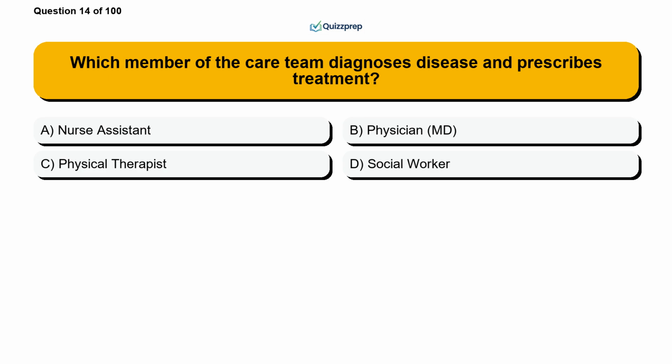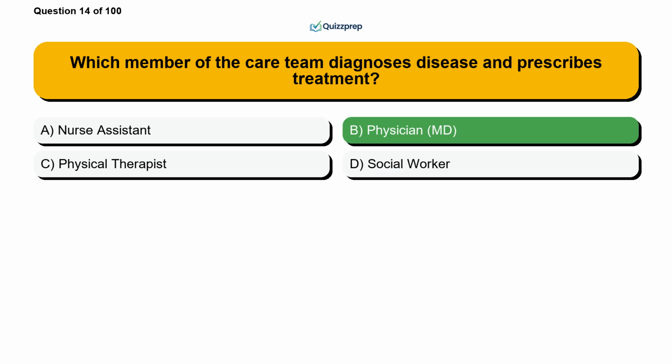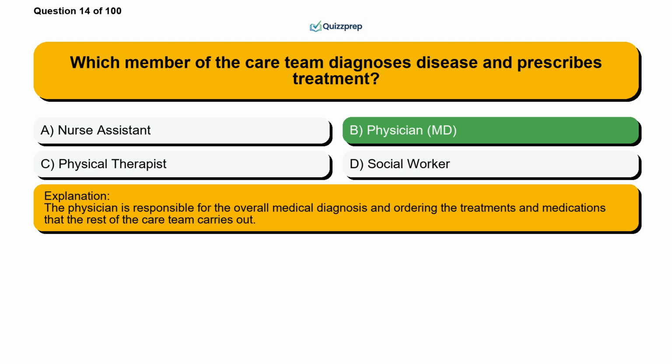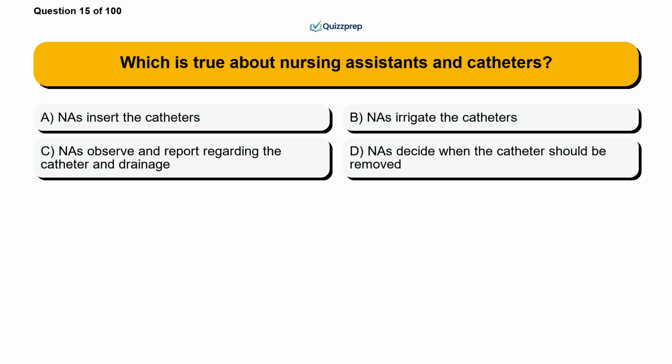Question 14. Which member of the care team diagnoses disease and prescribes treatment? Option A, nurse assistant, option B, physician, MD, option C, physical therapist, option D, social worker. The correct answer is option B, physician, MD. The physician is responsible for the overall medical diagnosis and ordering the treatments and medications that the rest of the care team carries out.